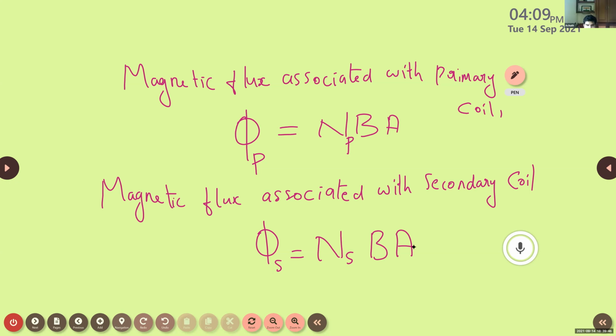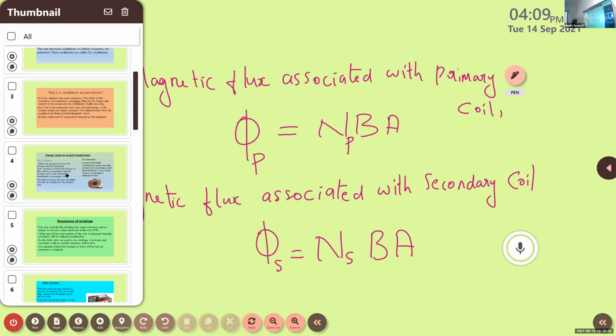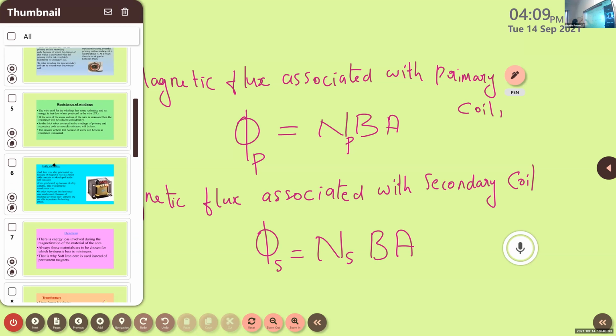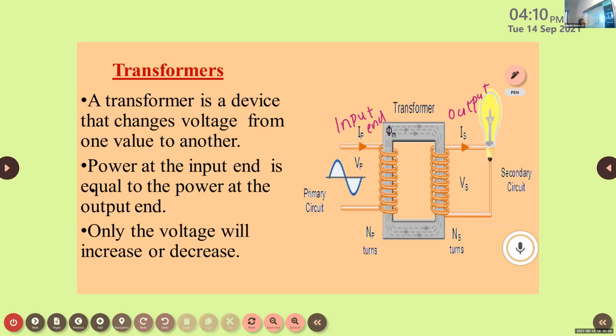Ma'am, but there will be a difference in area. In area, how? There is no difference in their area. Area remains the same. No change in their area. The area of the transformer on both sides is the same. Only the number of turns of the coil varies. Here, the area on both sides is the same.